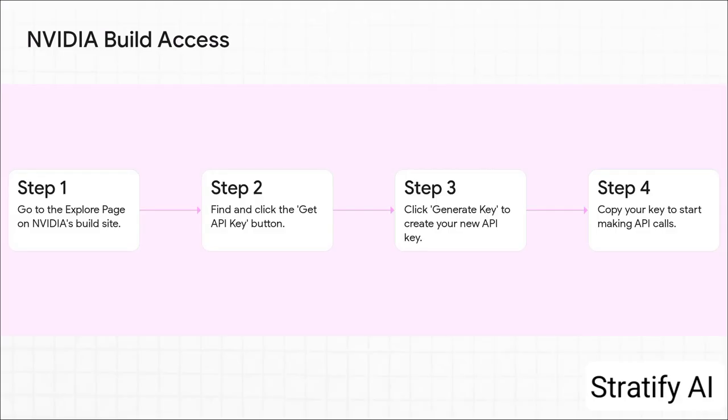And getting set up could not be easier. Seriously, look at this. You just pop over to their Explore page, hit that Get API Key button, click Generate Key, and boom, you're done. Just copy that key and you are officially ready to start making some API calls.